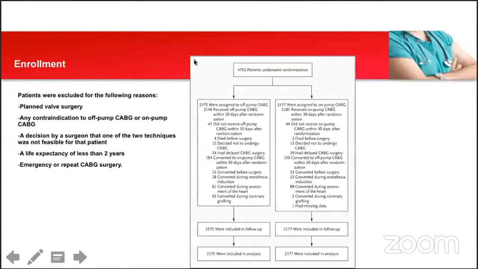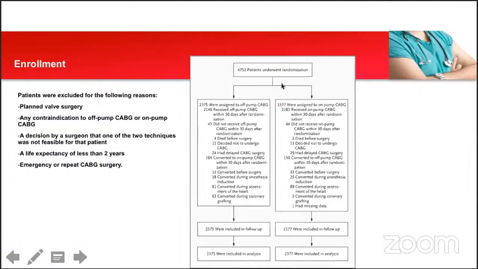The criteria for exclusion were a planned valve surgery, any contraindication to either off-pump or on-pump CABG, a decision by the surgeon that one of the 2 techniques was not feasible for the patient, life expectancy of less than 2 years, and emergency or repeat CABG surgery.